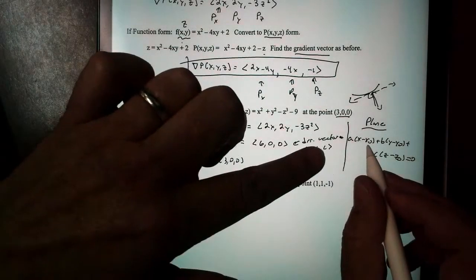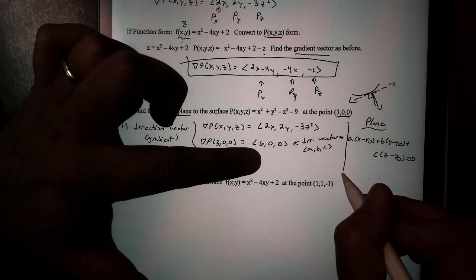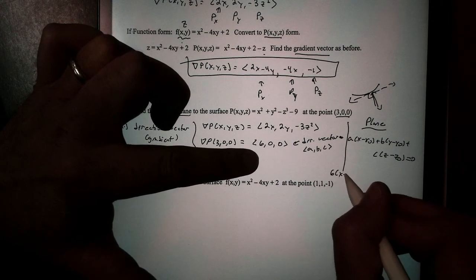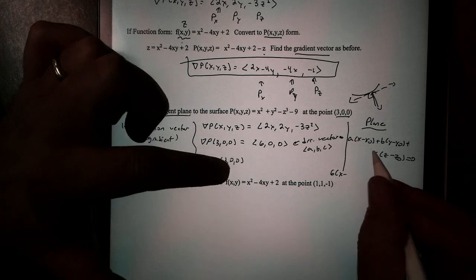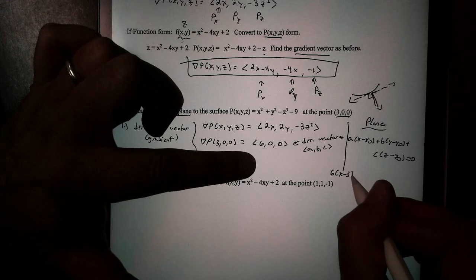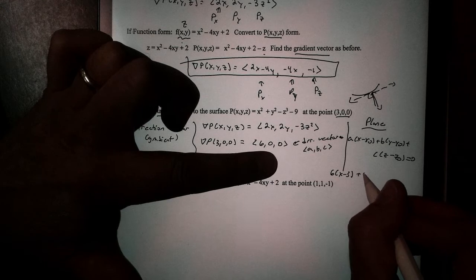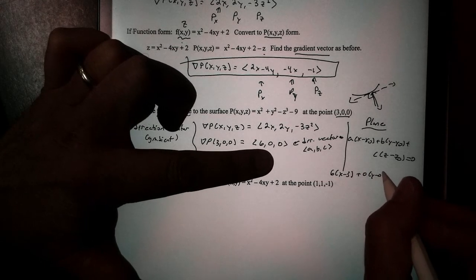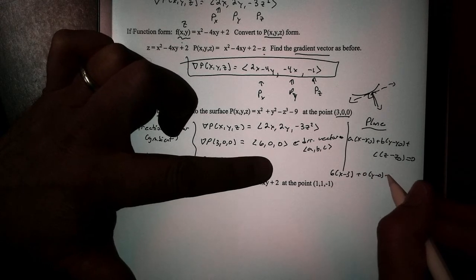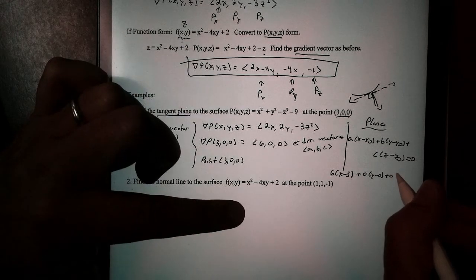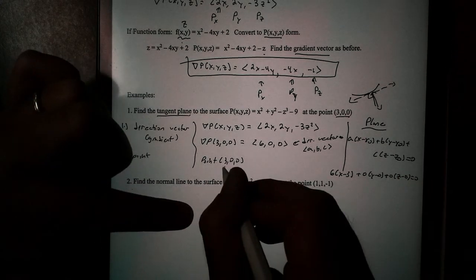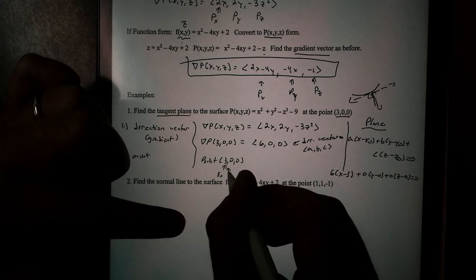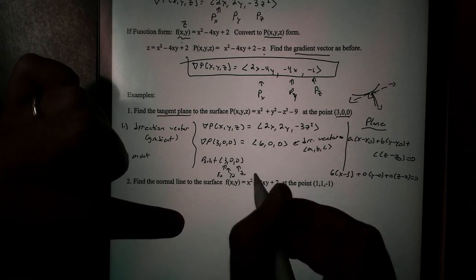And I can write my equation of my plane now. This is going to become 6(x minus 3) plus 0(y minus 0) plus 0(z minus 0) equals 0. Remember, there's our x naught, y naught, and our z naught right there.